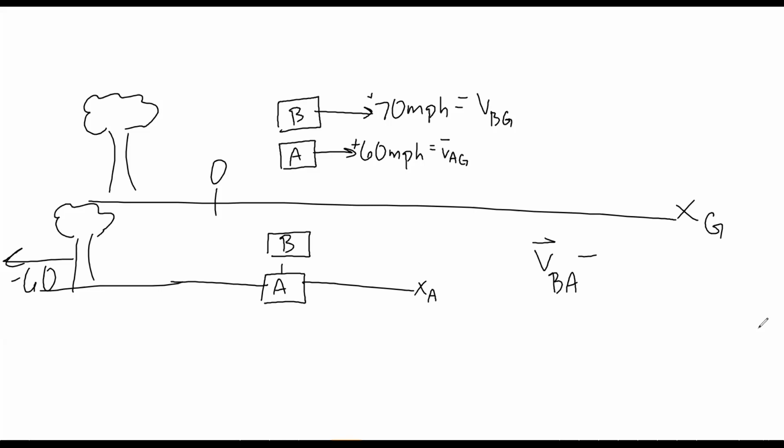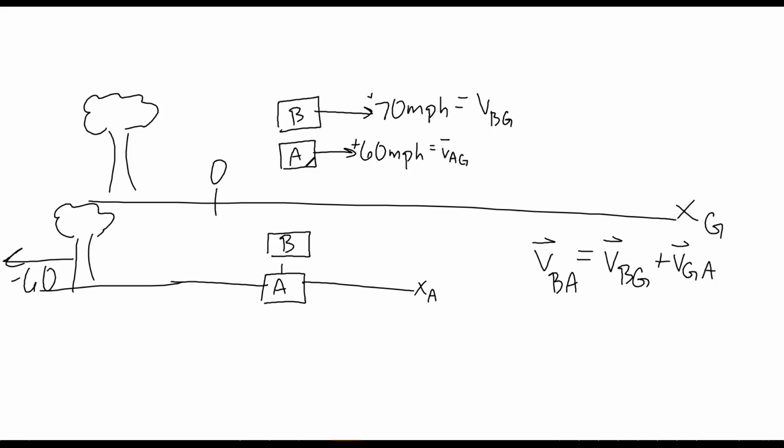Well, it is the velocity of B relative to the ground. See, this inner symbol has to sort of cancel, plus the velocity of the ground relative to A. So what are these? Obviously, V sub BG is plus 70, but what is V sub GA? Well, it's actually the opposite of V sub AG. It's the opposite vector, right?